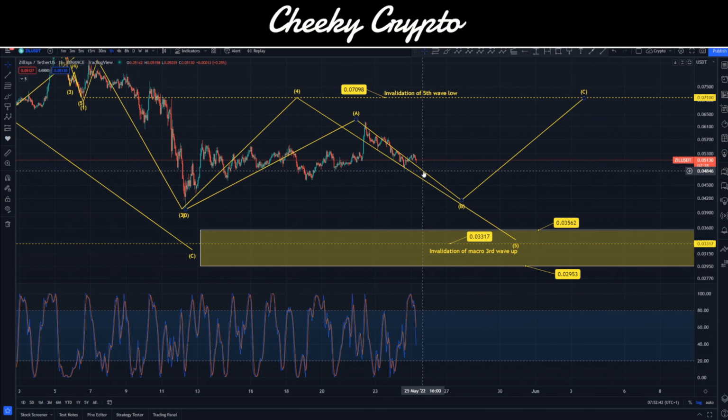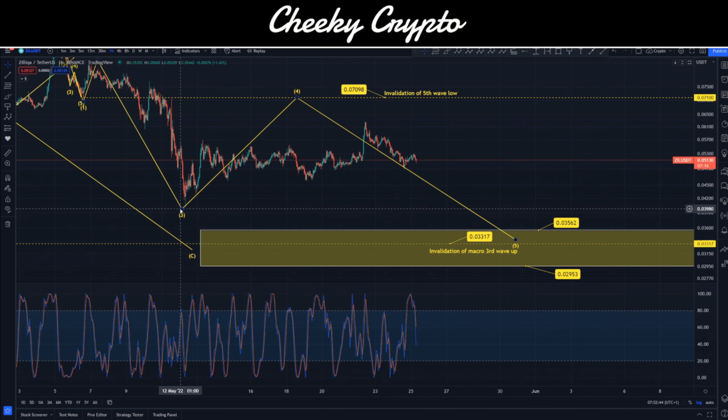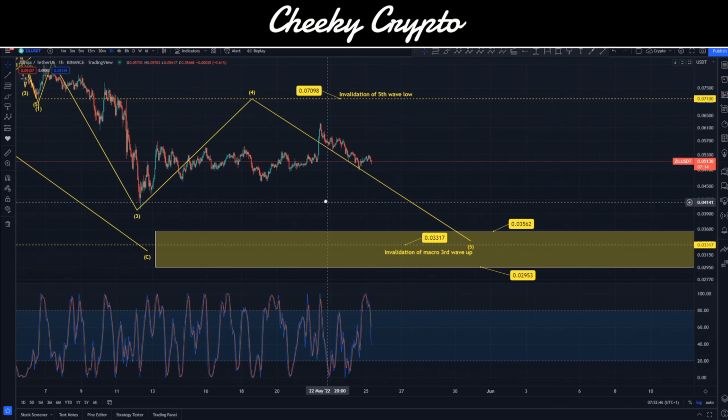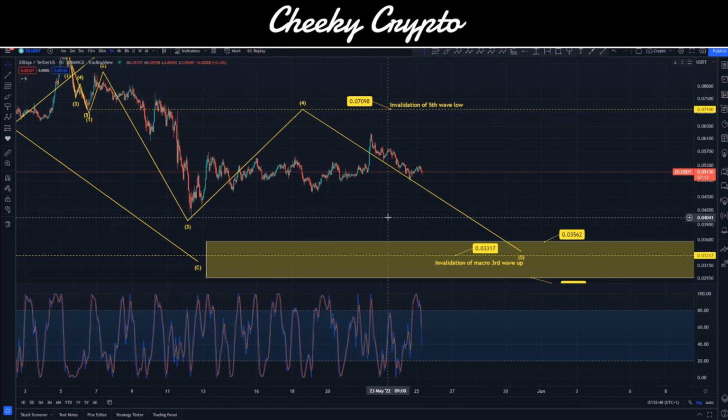Okay, so just be aware of that. I'm looking at this as a B wave, but if we do lose this through a 3rd wave low, then we've started our 5th wave drop already. And actually, that wouldn't be a bad idea, because we have a validation of a macro move to the upside on the daily here that would come in at 3.317. I've spoken about this before, and we want to stay above 3.317.